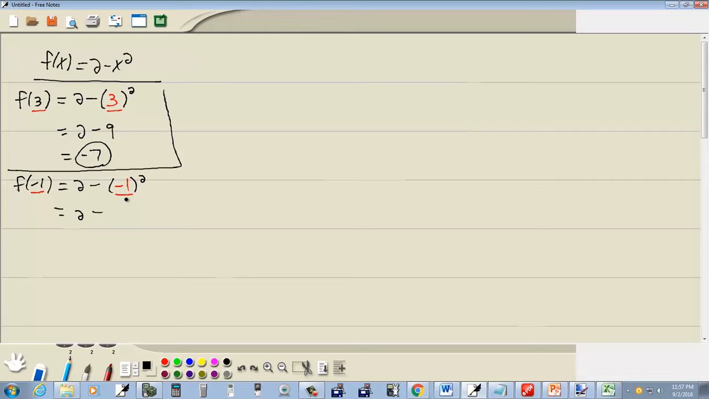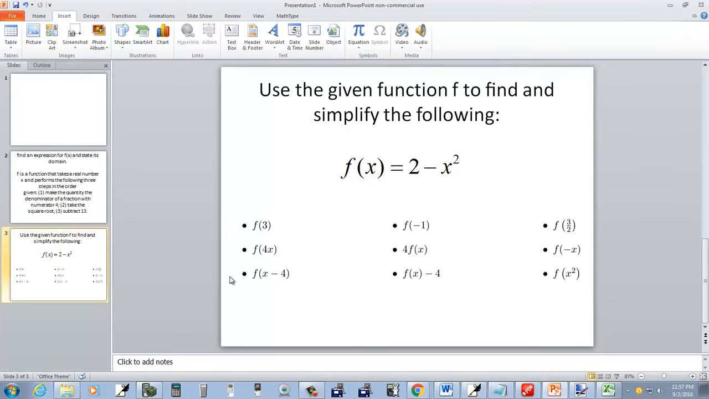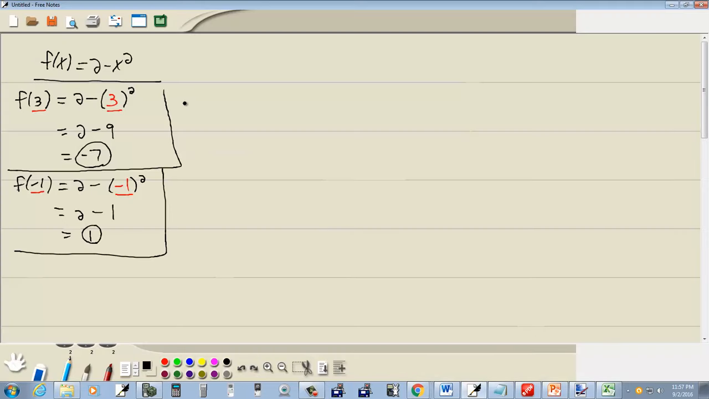So we got 2 minus. Now negative 1 squared. Negative 1 times negative 1 is a positive 1. So then 2 minus 1 gives us 1. F of 3 halves. So we'll go back to the original function, and you replace your x with sets of parentheses. Now we'll put 3 halves in there. So we got 2 minus 3 halves squared.